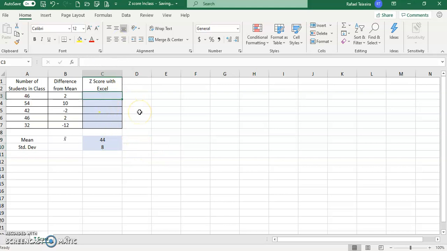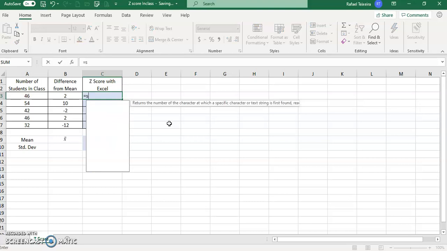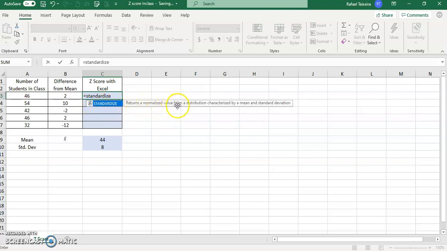Now I can use the formula in Excel to come up with the z-scores for each one of these observations. This column is just to illustrate how each one of these classes is deviating from the mean of 44. So difference from the mean, only 2 units, 10 units, and so on. Okay, so now let's use all these pieces of information to come up with the z-scores for each observation, or each class in this case. So I type equals STANDARDIZE, okay, and this shows the formula in Excel. Returns a normalized value from a distribution characterized by a mean and standard deviation. This is what we're doing.